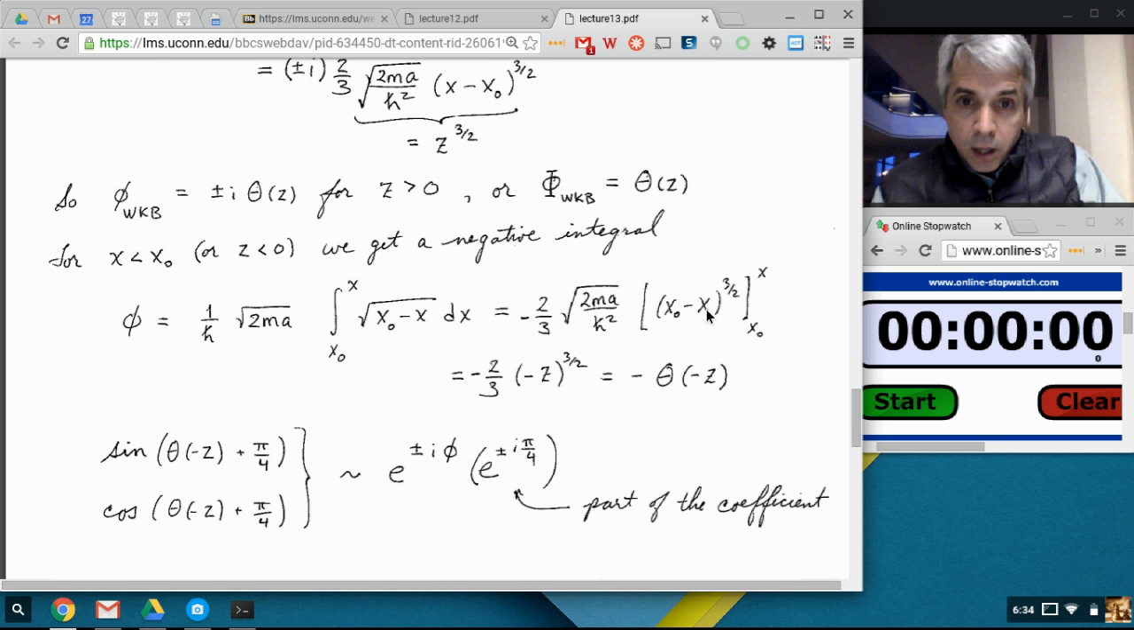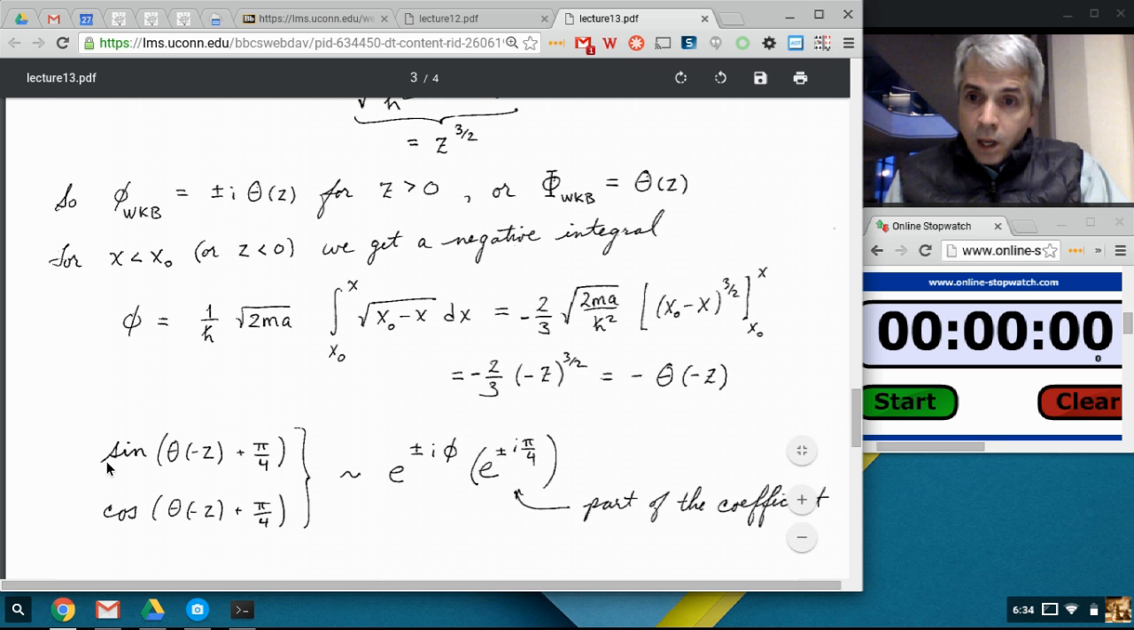That makes it easy to take the square root without asking which root of -1 you're taking, because it's not applicable. And this turns out just to be negative theta of negative z. Okay? And so what we had in the Airy function on the oscillating side, sine of theta of negative z plus pi over 4. That's what the Airy function limiting value is for negative z.